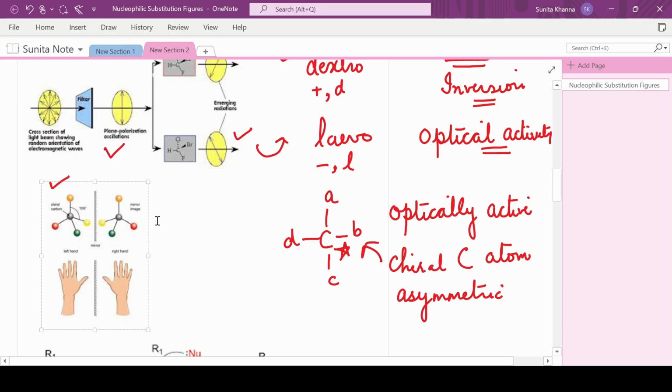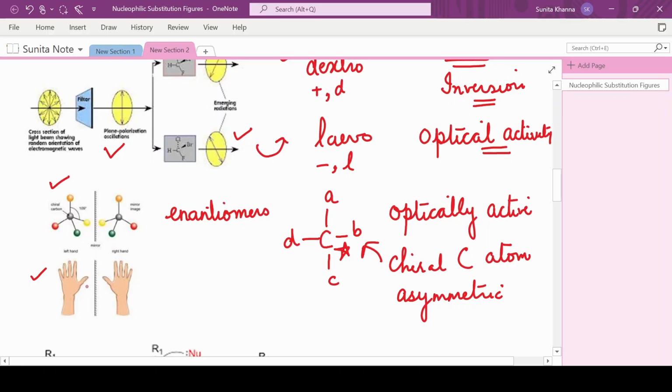So it represents the chirality of the carbon atom. Here you can see the plane mirror. Okay, plane mirror. So when these compounds which are having the chiral carbon atom or asymmetric center are placed in front of a plane mirror, they give images which cannot be superimposed over each other. Such images which cannot be superimposed over each other are known as enantiomers, and the best example of this is a pair of hands.